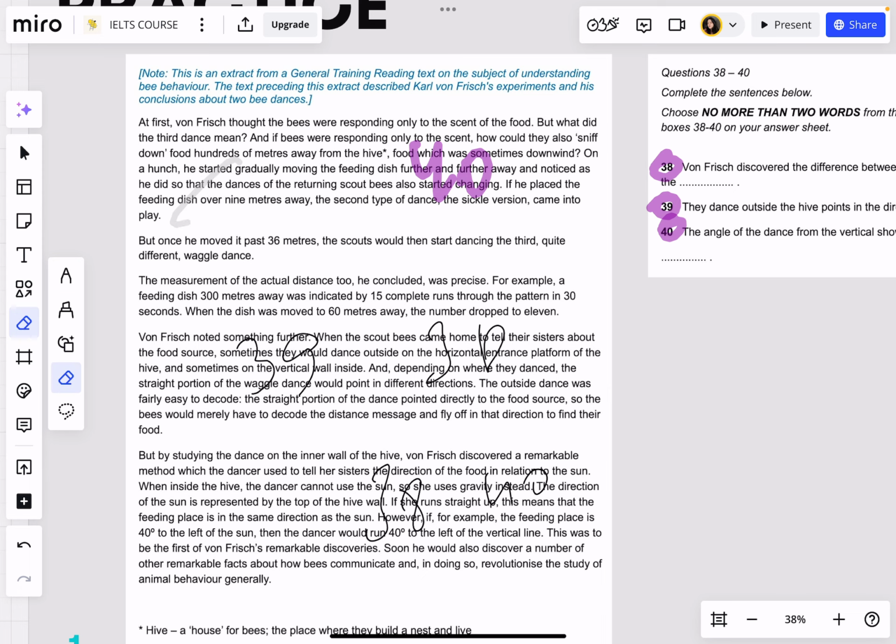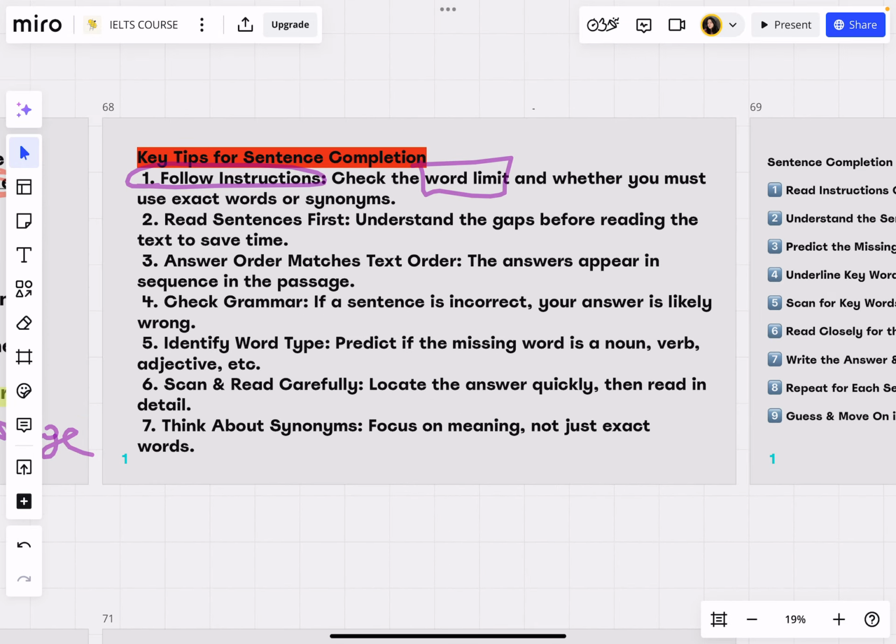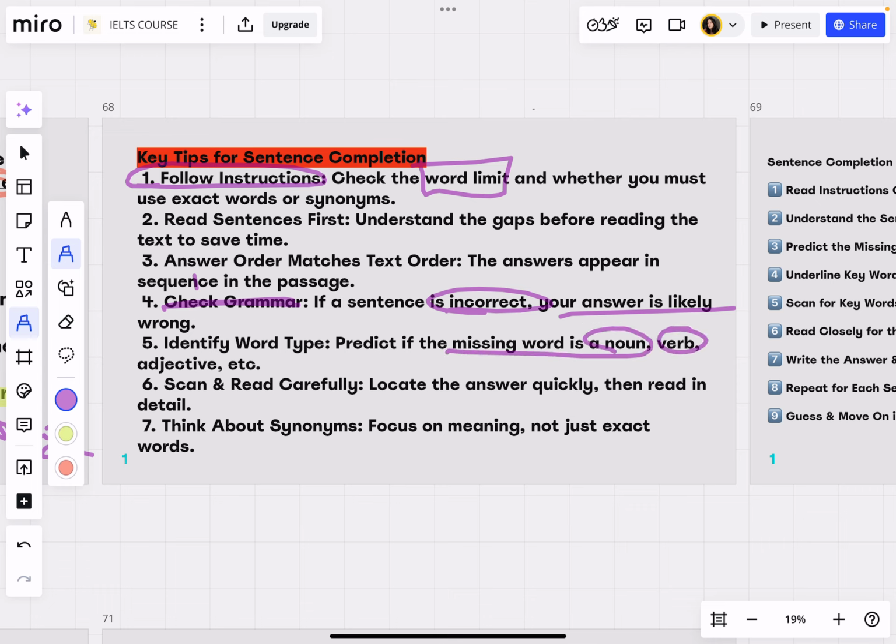It always comes in order. First comes 38, 39, and 40, like that. Always, all the time. And it's important to check grammar as well. If sentences are incorrect, it means your answer is wrong as well.